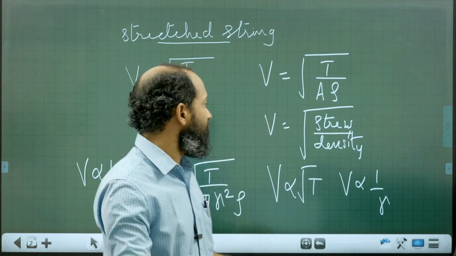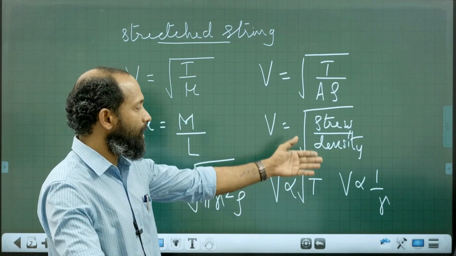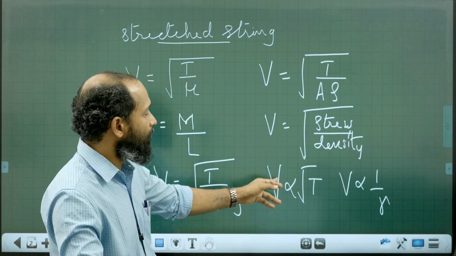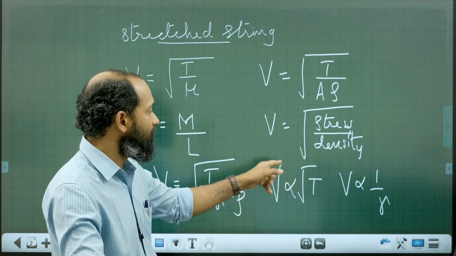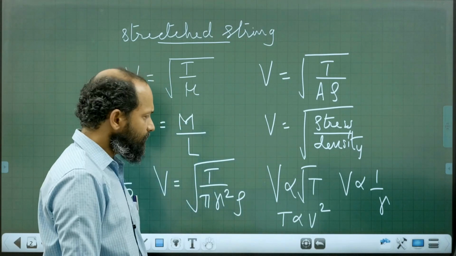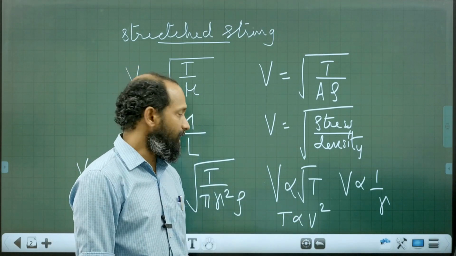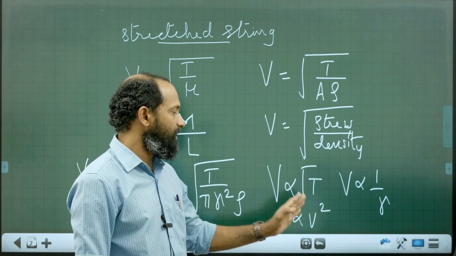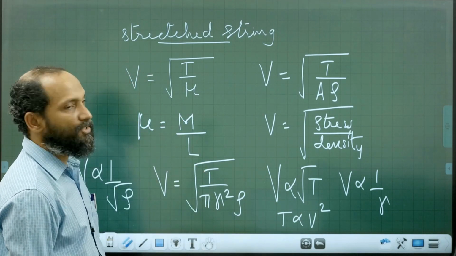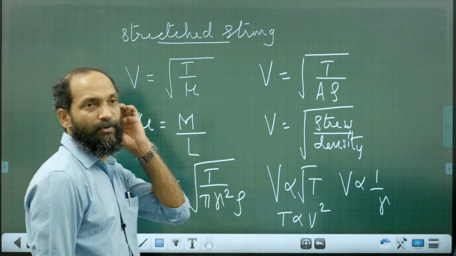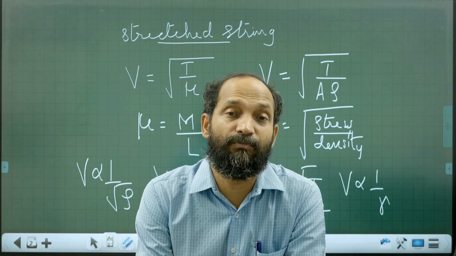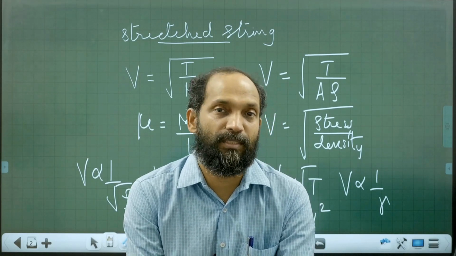In this type of comparison question, V1 by V2 equal to R2 by R1, and the V-R graph is a rectangular hyperbola. V is proportional to root T, so T is proportional to V square. So the T-V graph is a parabola. V equal to root of T by pi r square rho. In a stretched string, the wave is called a transverse progressive wave or transverse traveling wave. So this equation is important.